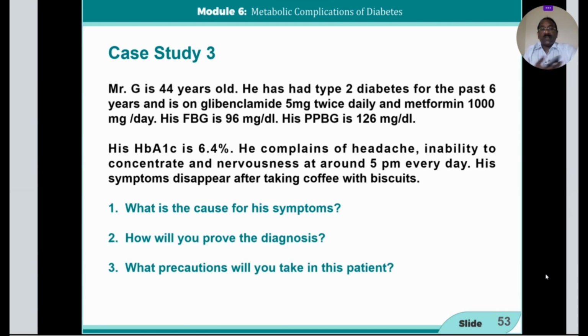So what is the cause for his symptoms? How will you prove the diagnosis? What precautions will you take in this patient?